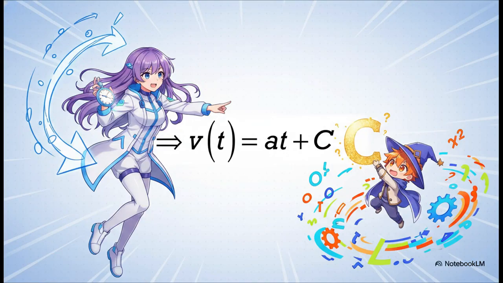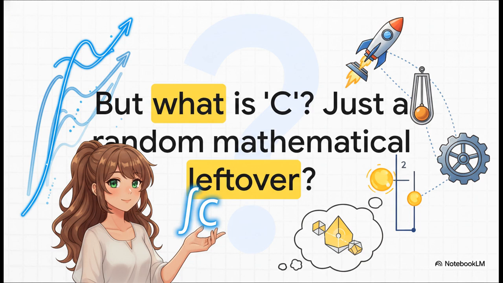When we integrate a constant acceleration a with respect to time t, we get this expression for velocity. But wait a second, look closely. It's not just a times t. There's this little extra piece that pops up out of nowhere, this plus c. That's called the constant of integration. So what in the world is this c? Is it just some mathematical weirdness?